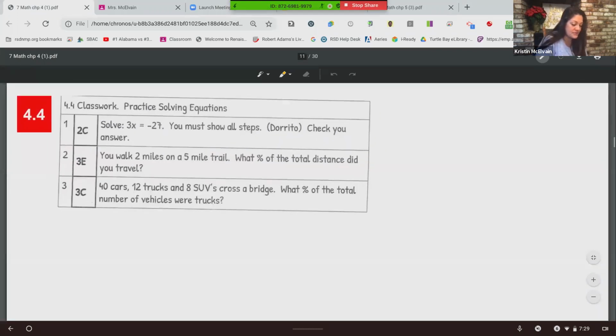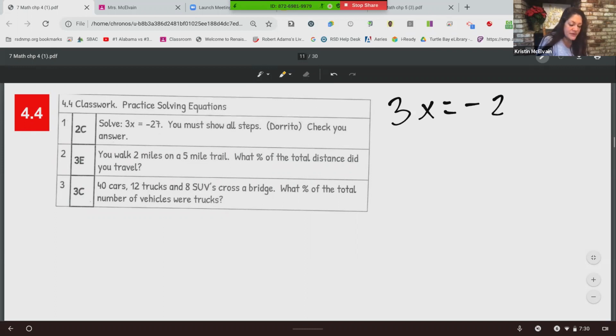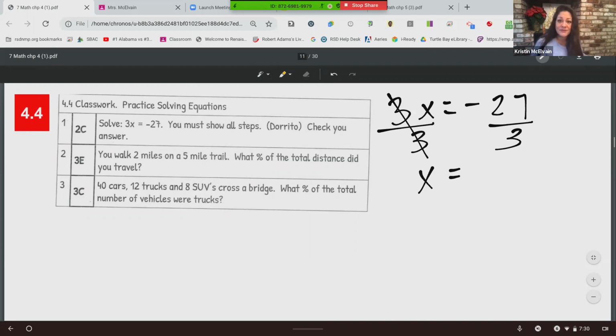Okay, so what we're going to do, we have 3x equals negative 27. So we're solving for x. Right here we have 3 times x. To undo that, we do the opposite, which is division. So we'll divide by 3 on each side. 27 divided by 3 is 9. I didn't trust my mental math, so I used my calculator. And of course, I need to make sure I bring down my negative.